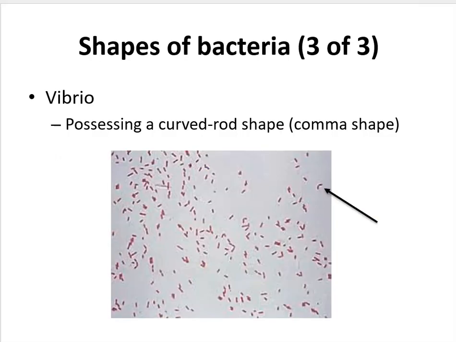Vibrio. These are curved rods. They are not all straight. If you look at that, you see that I've got it pointed out. You see that curve there? See the curves? This Vibrio cholerae causes cholera. This is notorious. This is what we look for. It's comma shaped. All right, so these are just the basic shapes.